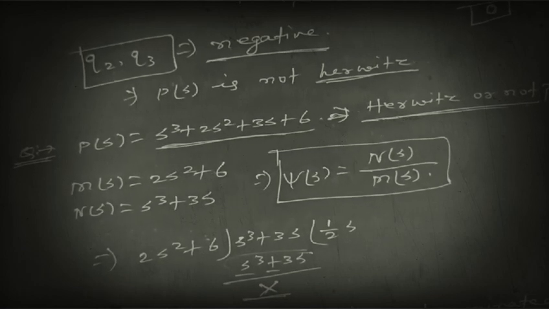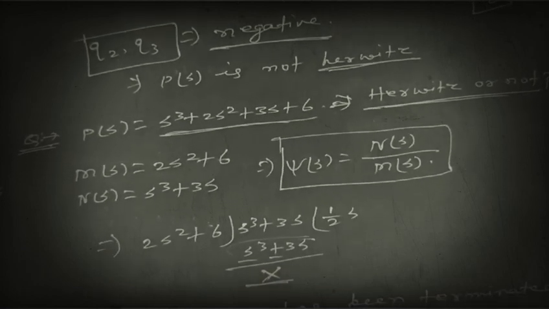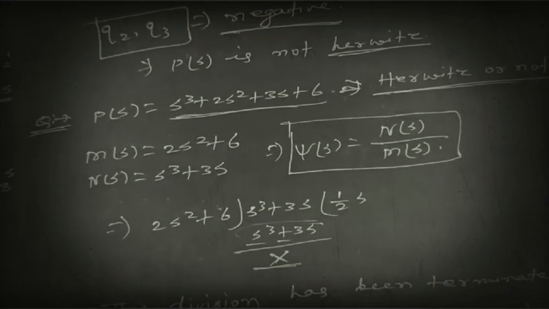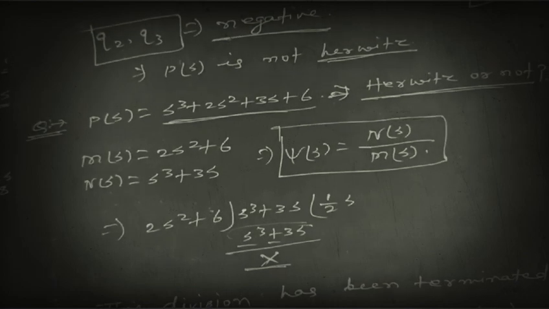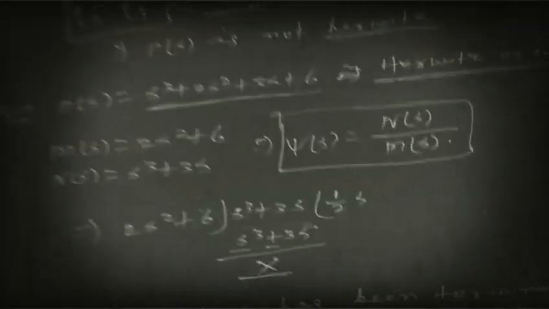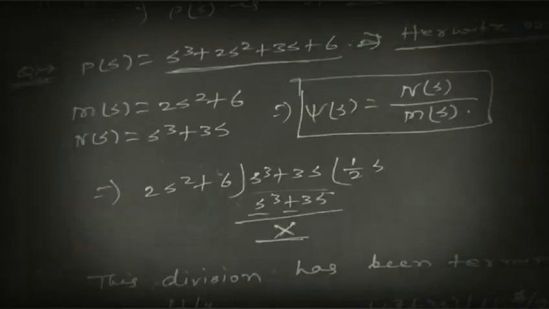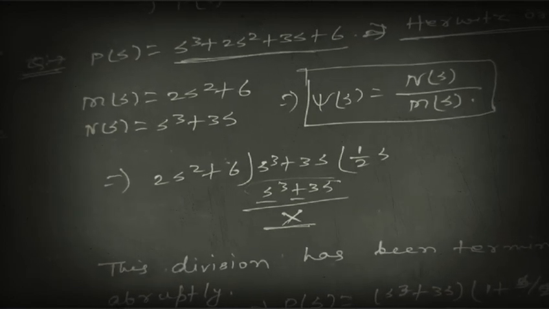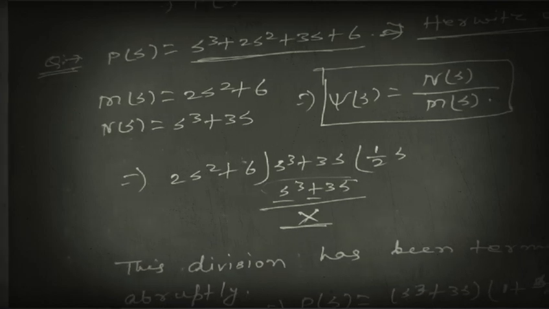So here we will write psi(s) equal to N(s) divided by M(s). Here s cube plus 3s is the dividend and 2s square plus 6 is the divisor. The quotient is coming 1 by 2s and the remainder is coming 0. Remainder is coming 0 means what? The term has been terminated abruptly. It means what?